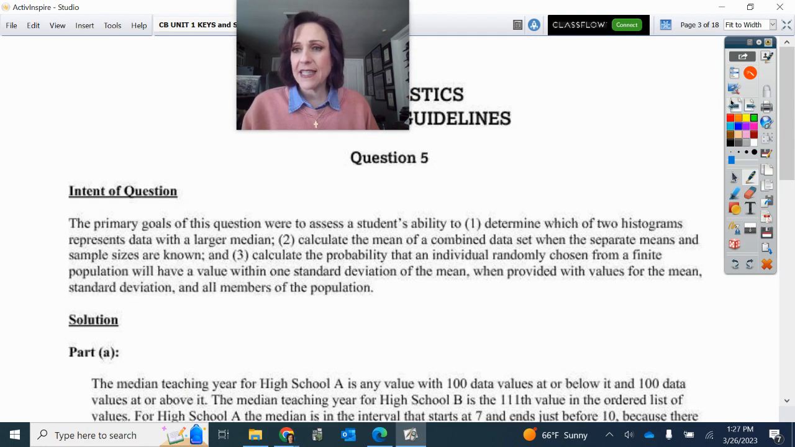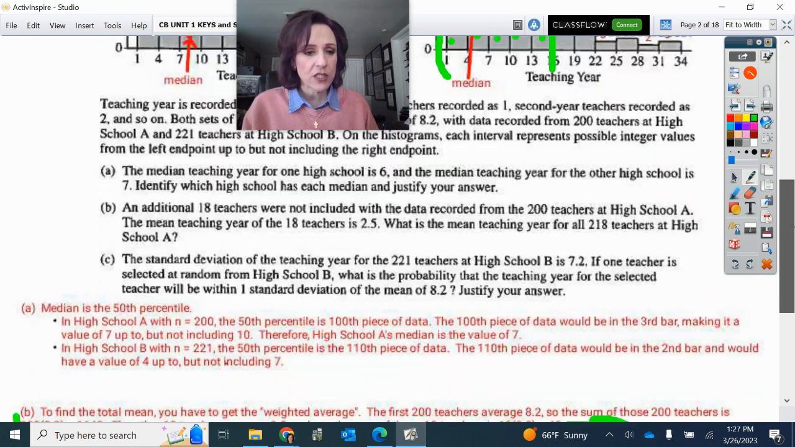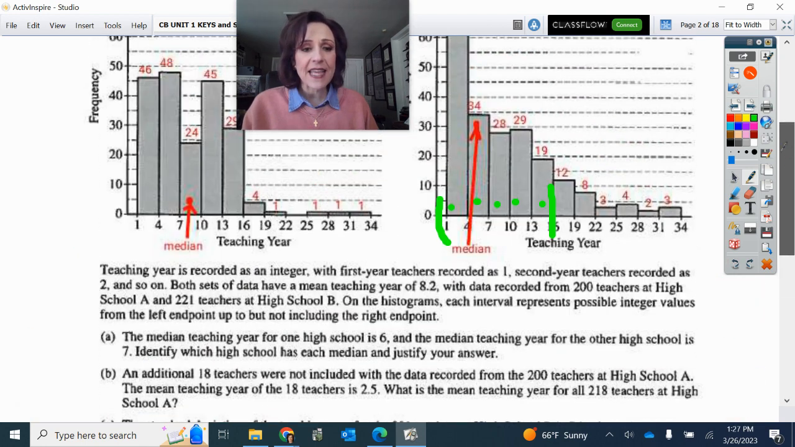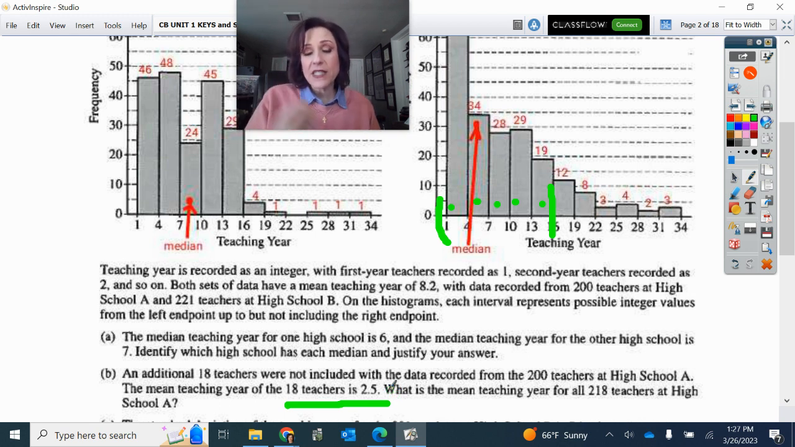All right, the second component, question part B, says that they add 18 teachers to high school A. So high school A had 200 teachers with a mean of 8.2 years. Then they added 18 teachers with a mean of 2.5, so a much lower mean, of course. So what's that going to do? Specifically, it asks for the mean. What is the mean then for all 218 teachers?